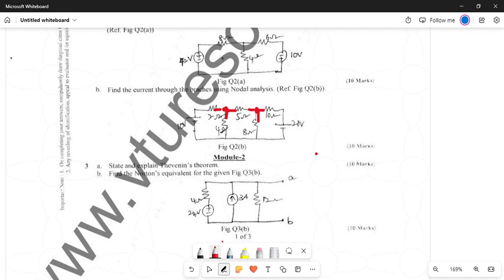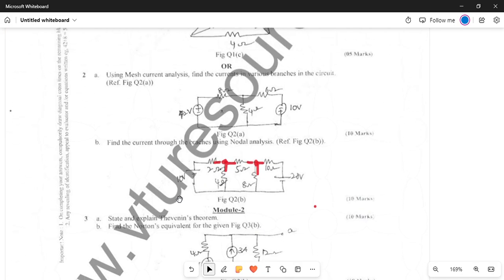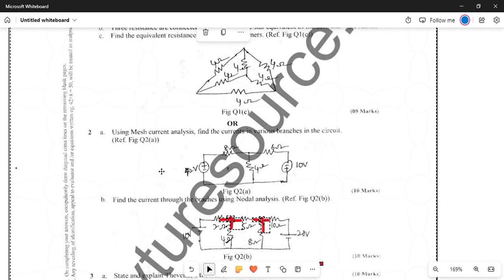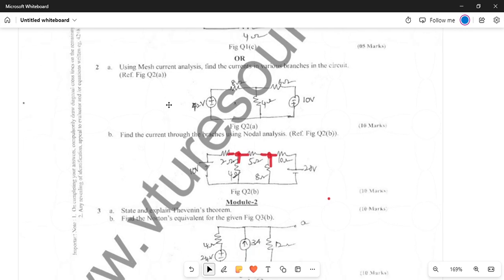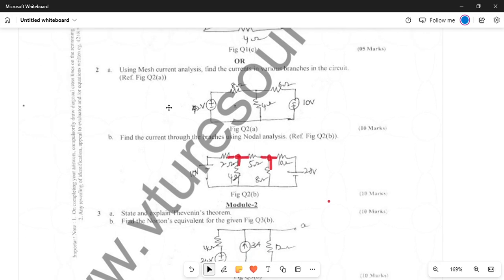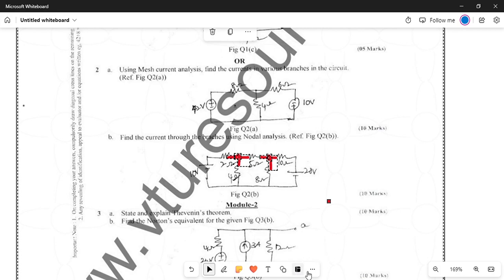Okay, yes. So here you can see that you don't have any other question from nodal analysis. Okay, no, you don't have a question. So let me delete that. Okay, I guess you got this question paper. So I will show you how the question comes in nodal analysis.